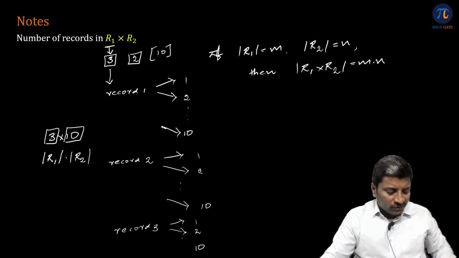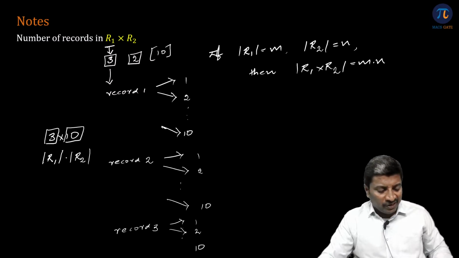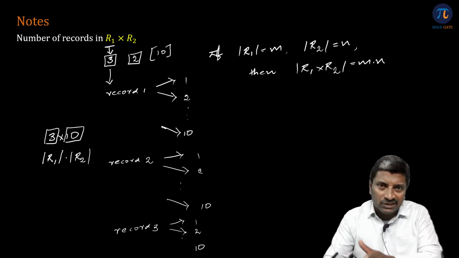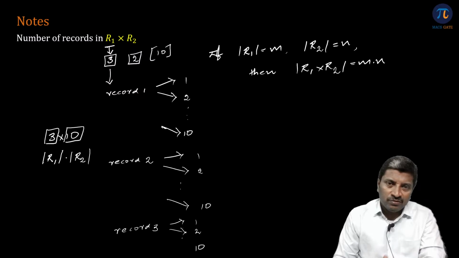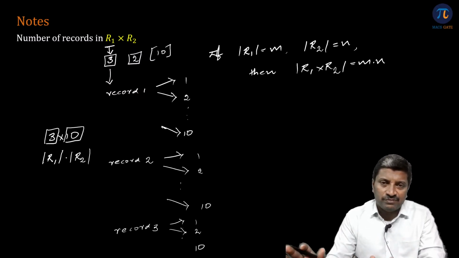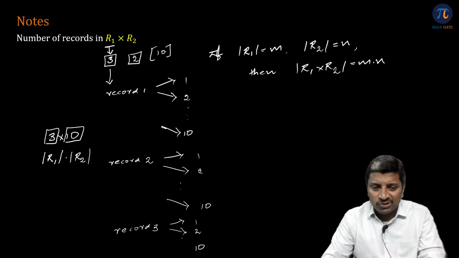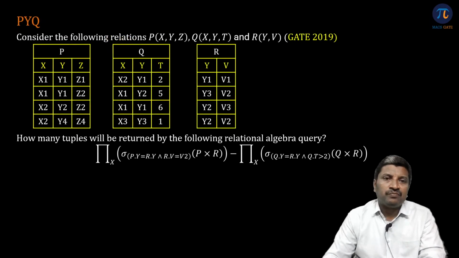In cross product, we write all the possible matchings. We don't filter any records because we are not considering what is the value in that particular attribute or what is the attribute name. Okay, simply it's a blind procedure, just it will follow the lines. Now let us do some questions on this cross product.